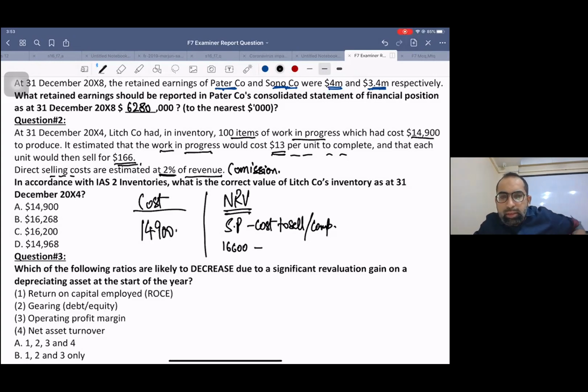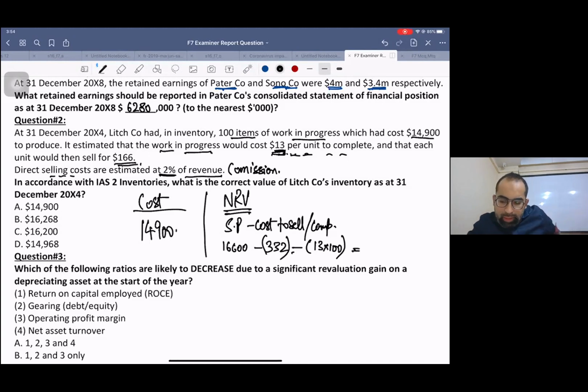How much is 2% of 16,600? Oh, 332. 332 is the commission, and then less the cost to complete. How much per unit is the cost to complete for work in progress? It's 13 per unit multiplied by 100 units. So obviously it's 1300.